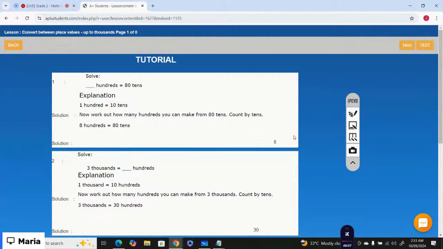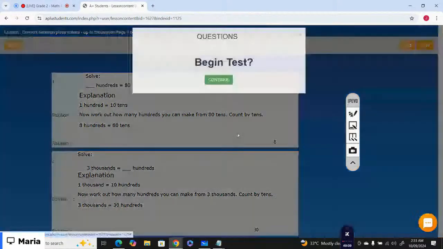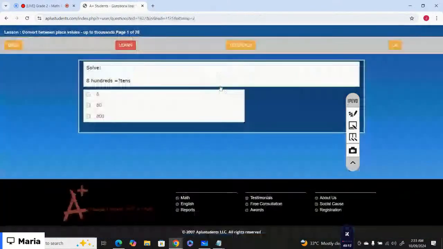Okay, let's just start with the test questions. 800. How many tens do you have? In 100 you have 10 tens. So in 800 how many tens do you have? 800 equals 80 tens. The correct option is 80.